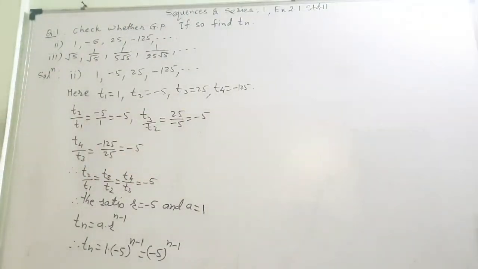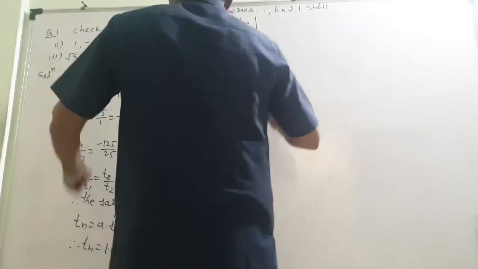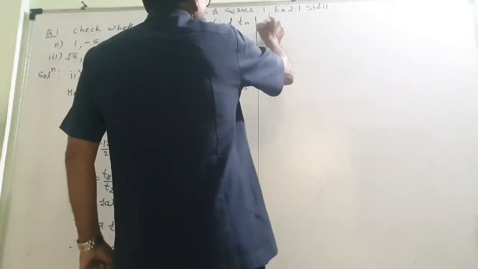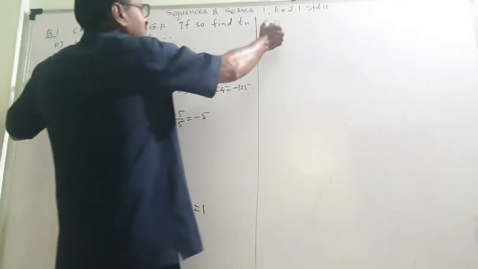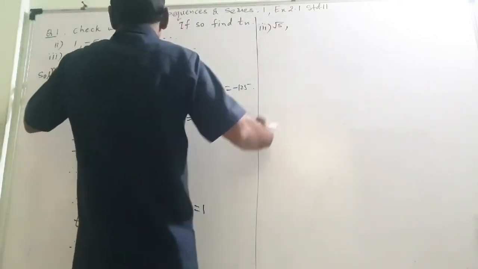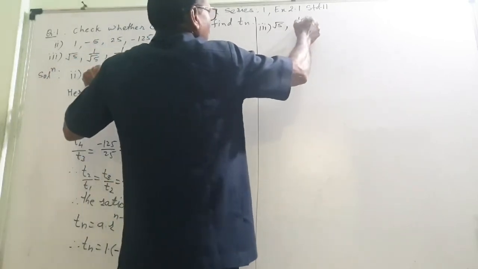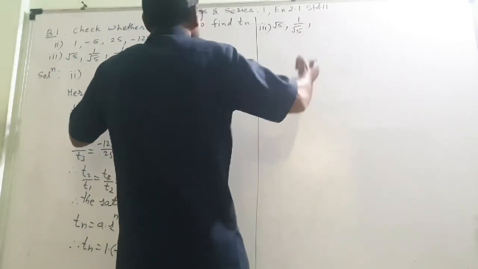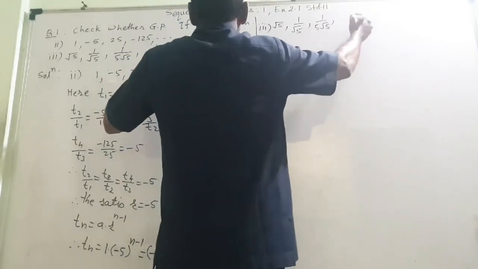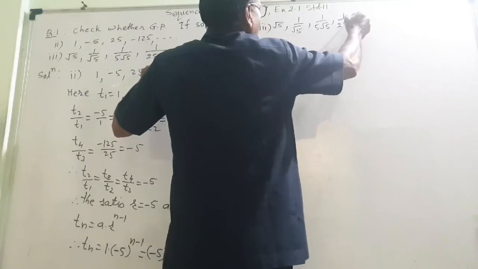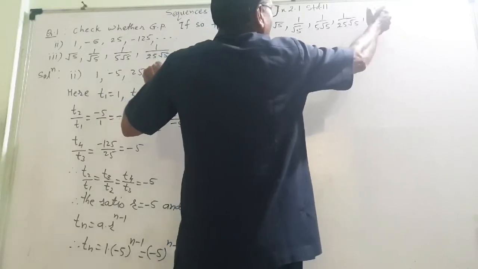Let me see whether you can have the view of that screen. Yes. So this is the answer for the first one. Now the third one I will take. Third one is root 5, comma 1 upon root 5, comma 1 upon 5 root 5, comma 1 upon 25 root 5 and so on.